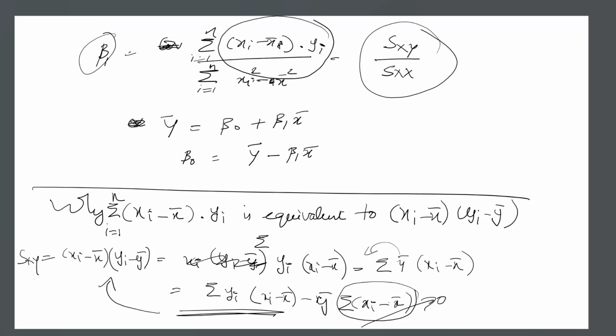Different people call it by different names, like alpha. Instead of beta naught and beta 1, people call them alpha and beta, or A and B.